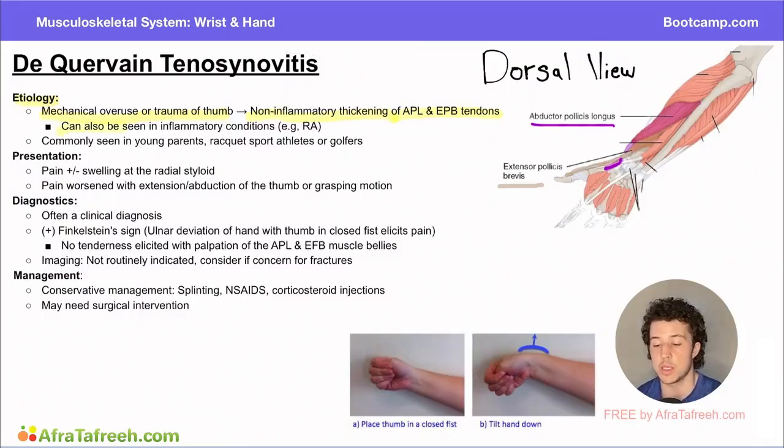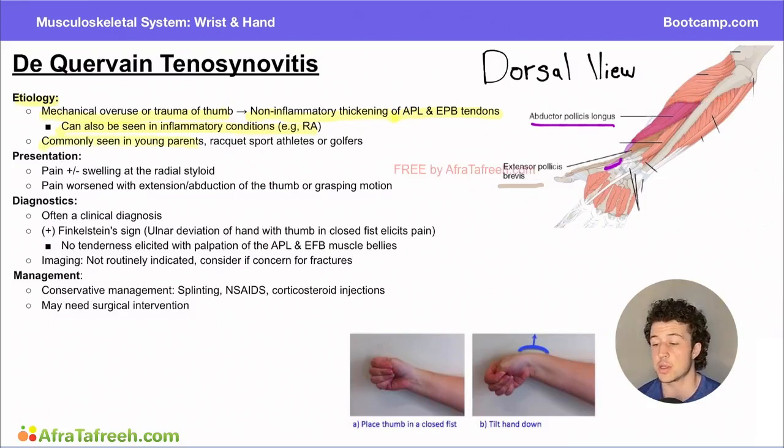This can also be seen in inflammatory conditions like rheumatoid arthritis. And remember, a question stem isn't going to tell you that there is overuse of the thumb. They're going to hint at it with information about the patient. So this is something that we will commonly see in young parents as they're picking up their newborn baby a lot.